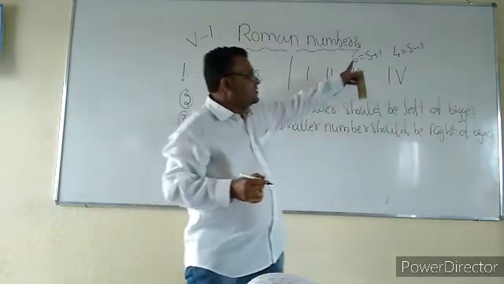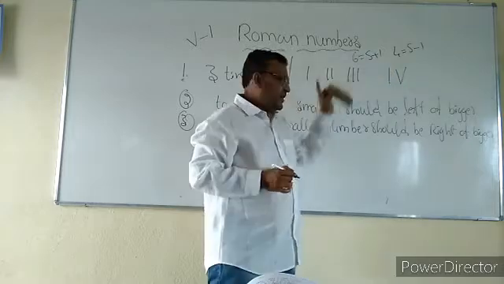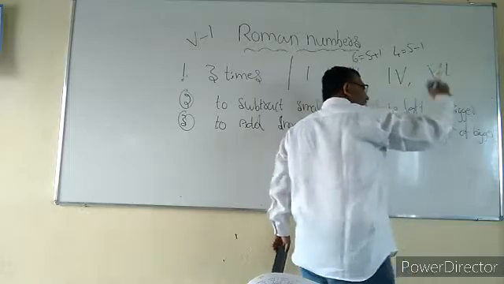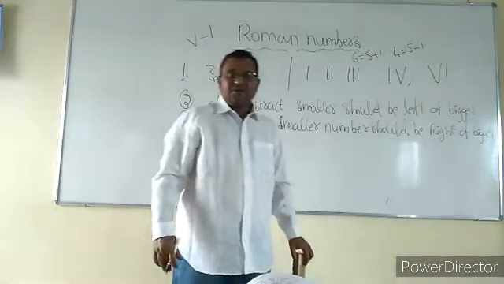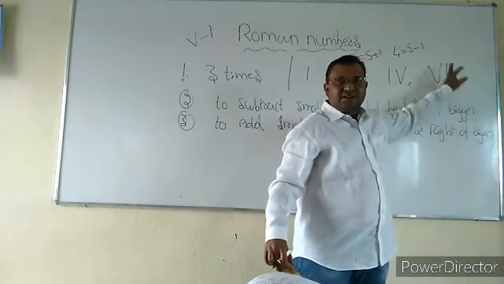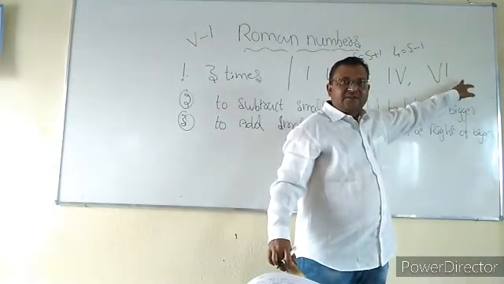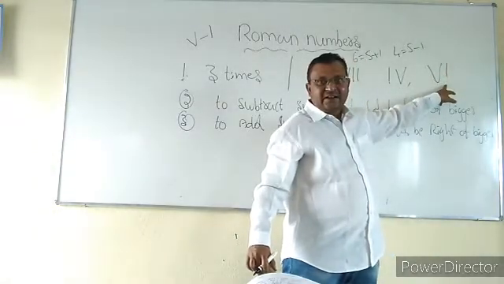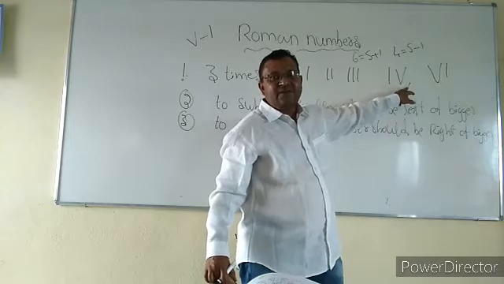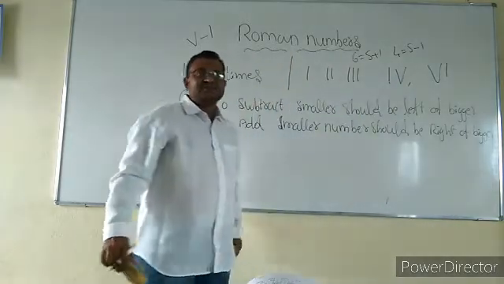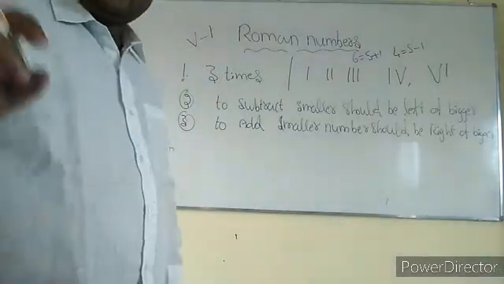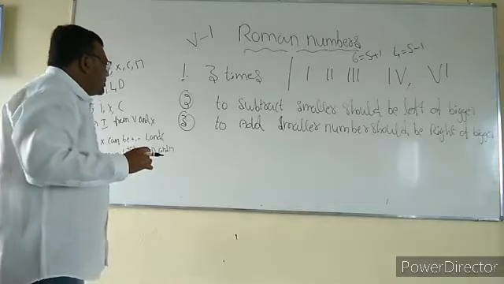So 5 plus 1 means we have to add 1 to 5. In the Roman system we can write the smaller one to the right of the bigger number for addition. So 5 plus 1: right side written means smaller number, and that smaller number we have to add to this bigger number. Left side written smaller number means we have to subtract that smaller number from the bigger. This is the third rule.